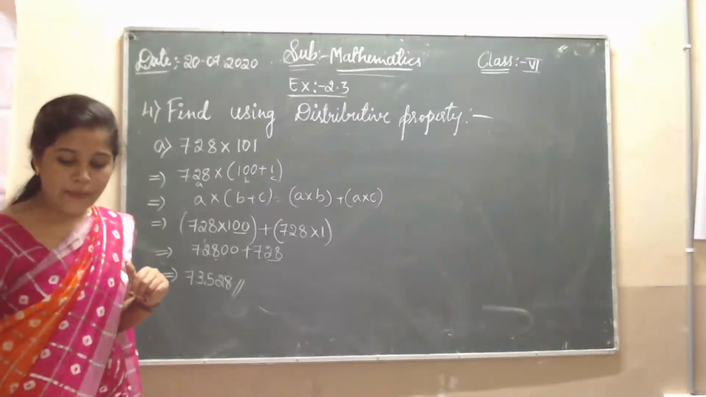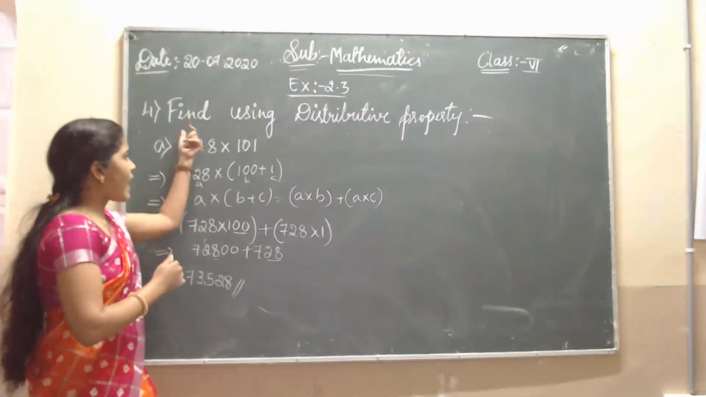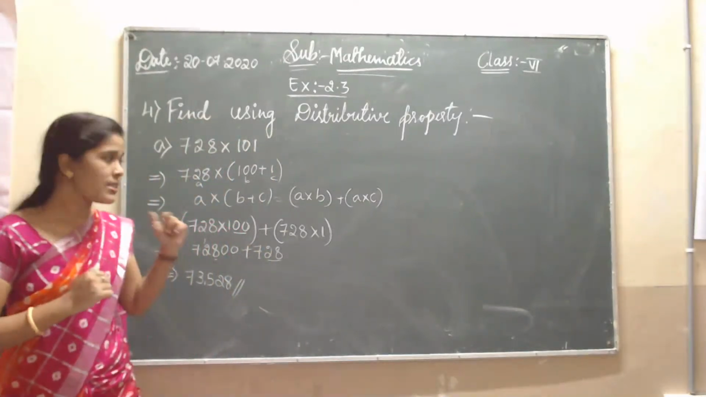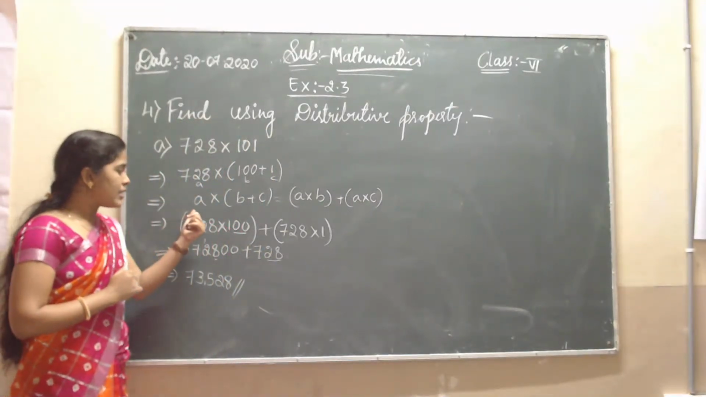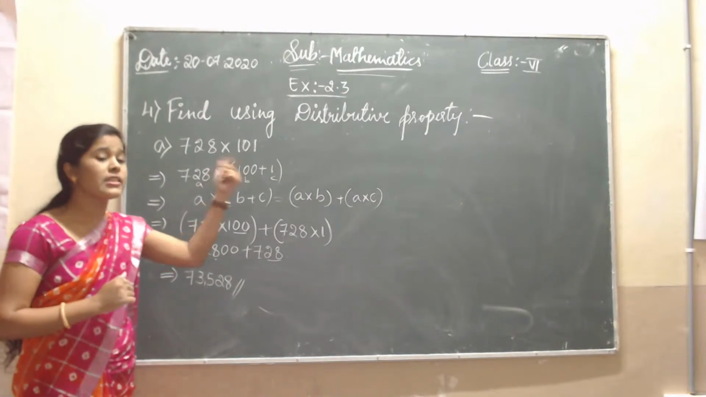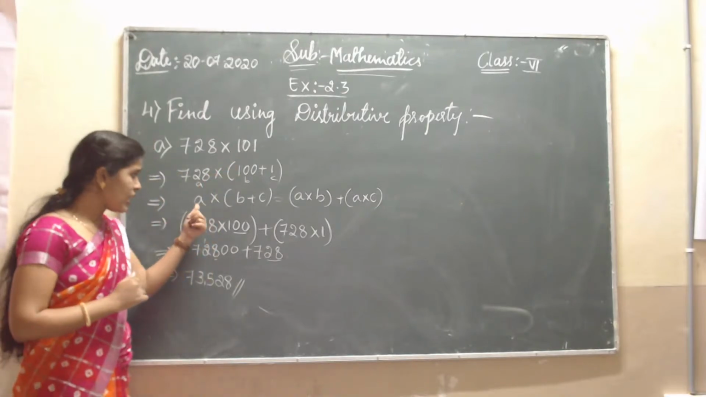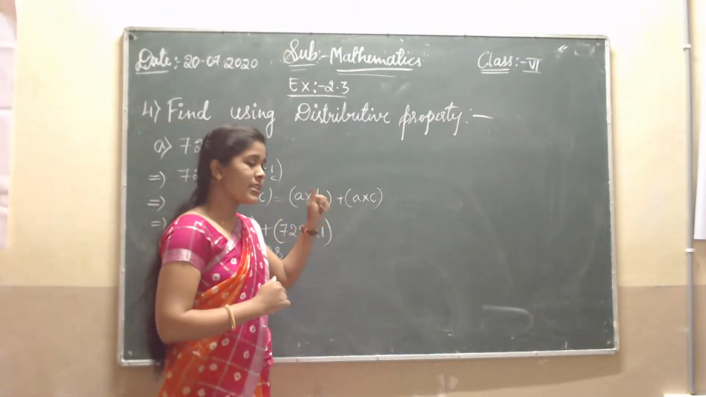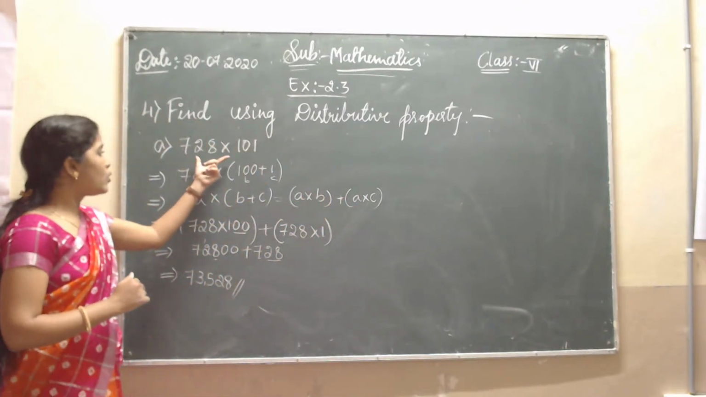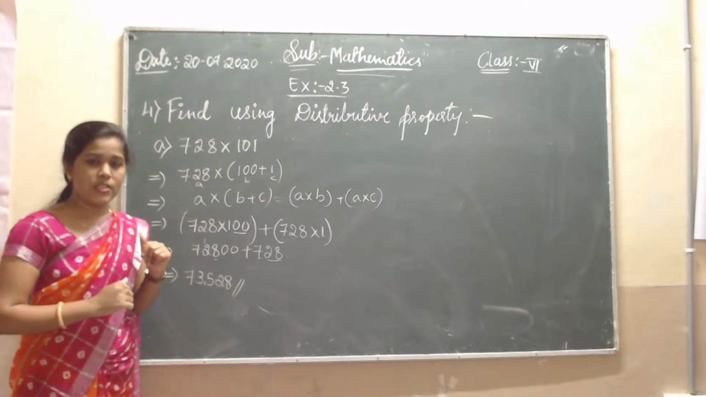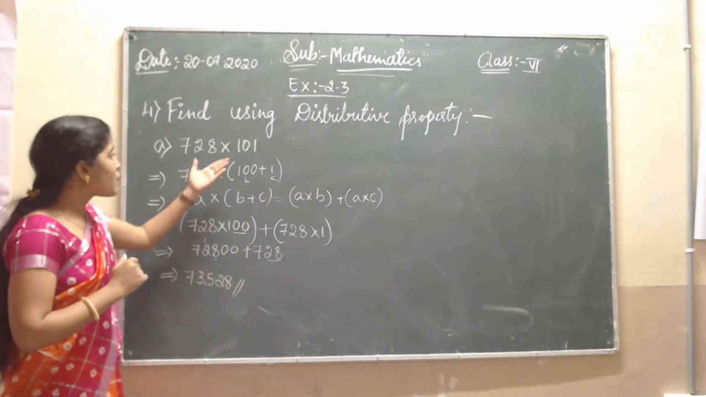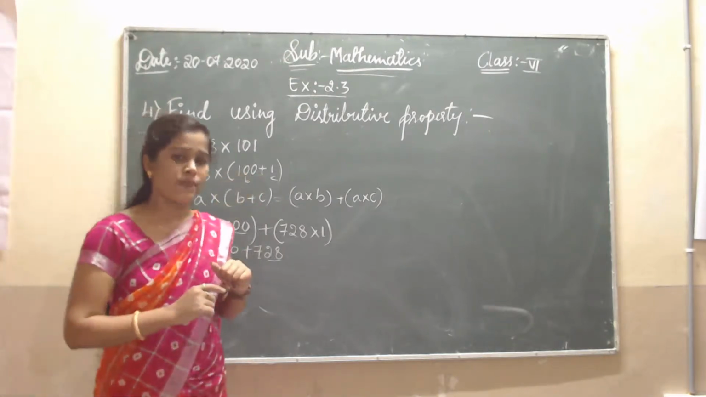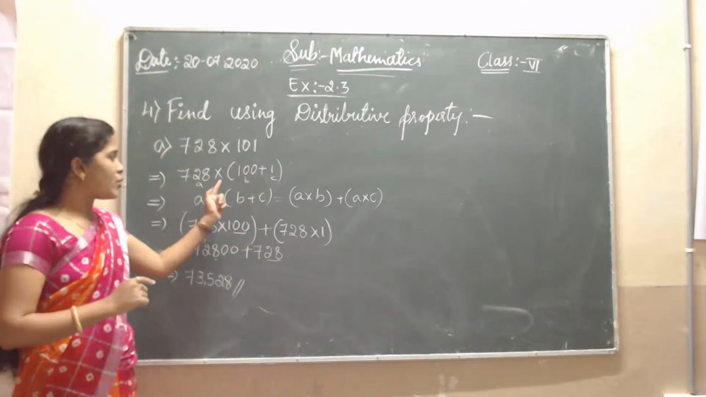Once again I will explain. Dear students, see here, find using distributive property. Not to worry, because it is a simple problem. What is distributive property? A into (B plus C) equals A into B plus A into C. Here there are only two whole numbers. So for this we will split this 101 as 100 plus 1.